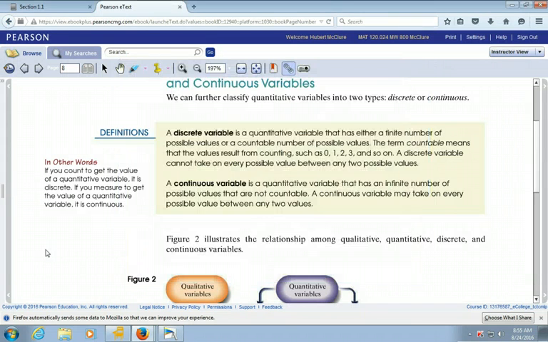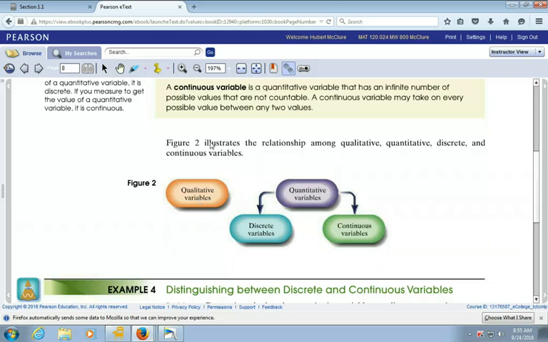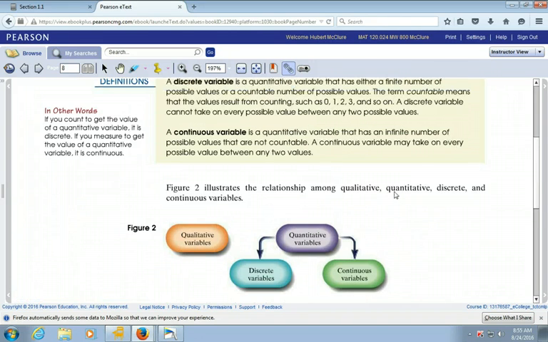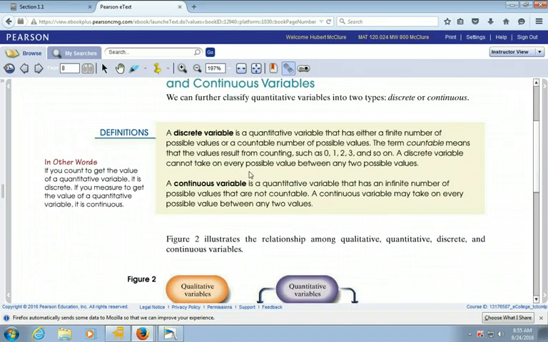All right. Next thing. And that's where they're telling you here. Now, let's read the definition they give you. A discrete variable is a quantitative variable that has either a finite number of possible values or a countable number of possible values. The term countable means that the values result from counting, such as 0, 1, 2, 3, and so on. A discrete variable cannot take on every possible value between any two possible values.